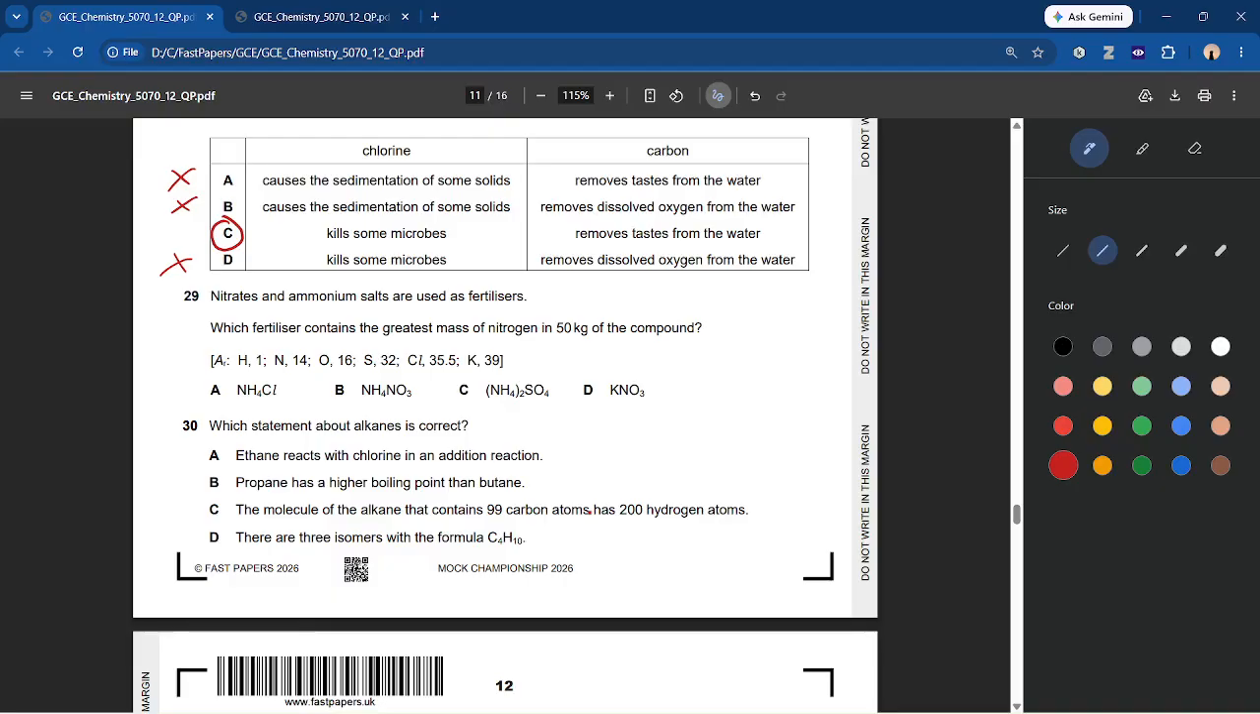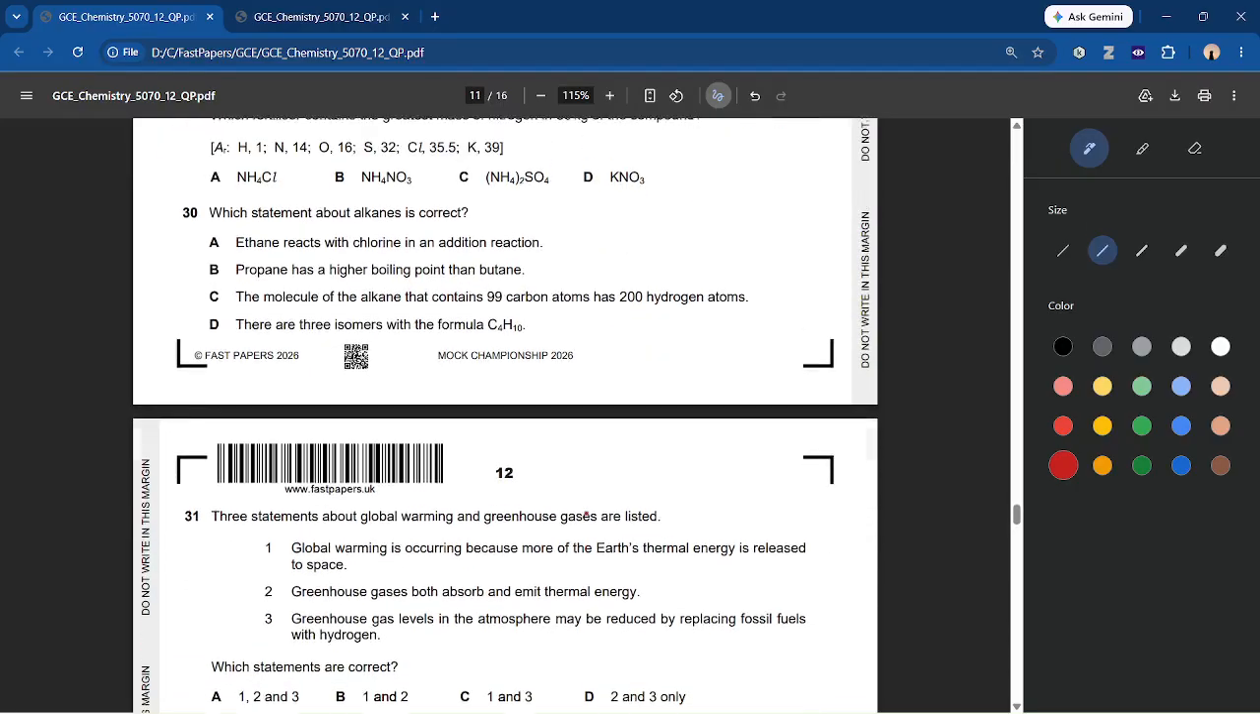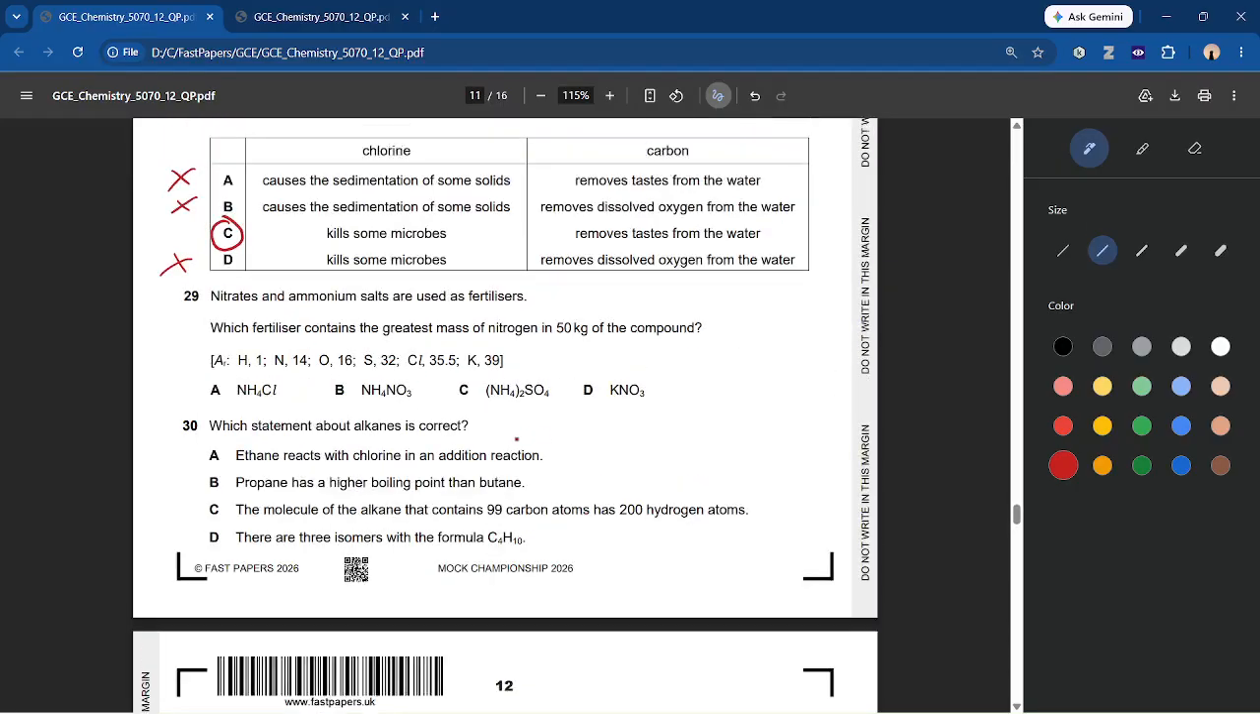Nitrates and ammonium salts are used as fertilizers. Which fertilizer contains the greatest mass of nitrogen in 50 kilograms of the compound? So the way you're going to do this is, I wish I had a blank page to do this on. Let's start with NH4Cl. Ammonium is 14, so this will be 14 plus 4 plus 35.5, times 50, not by 100, because you're trying to figure out in 50 kilograms of the compound. So when you do this, you're going to get 13.8 kg.